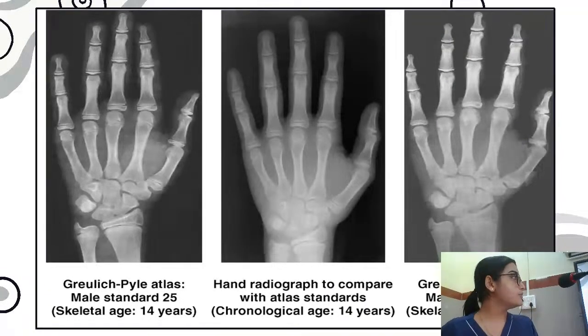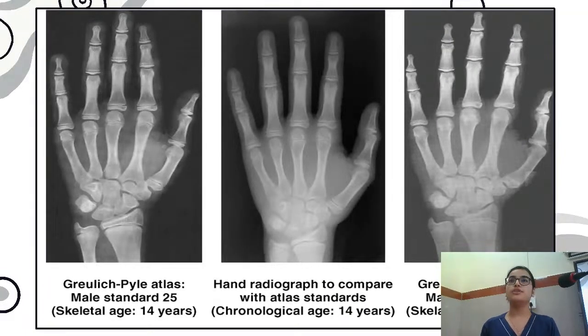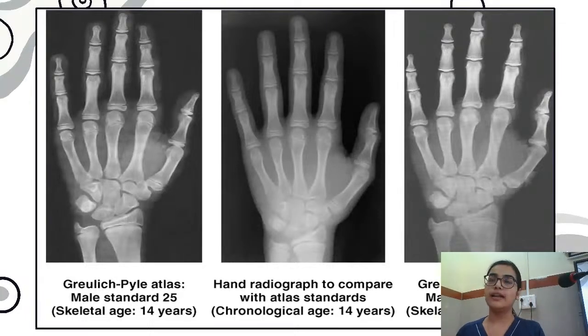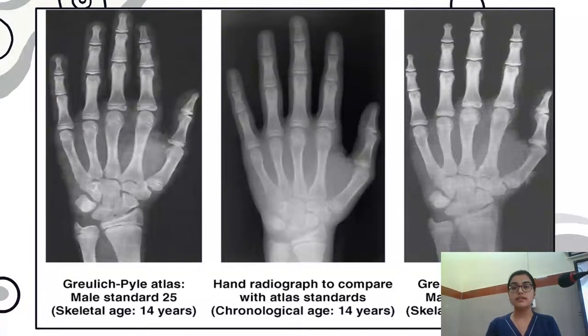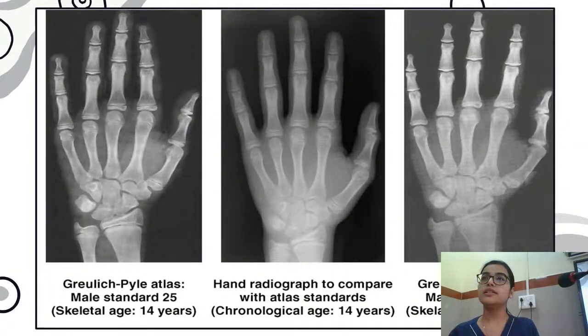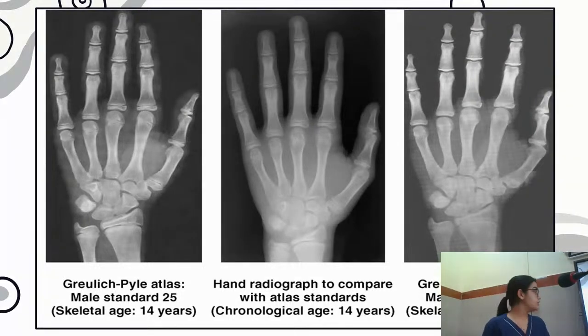In these pictures, the middle one is the hand wrist radiograph of a patient with a chronological age of 14 years. The one on the left side is the male standard 25 radiograph, which is present in the Greulich Pyle atlas, and the one on the right side is the radiograph of male standard 26. On careful observation, we can see that the patient's X-ray meets the criteria of male 25, which is the one on the left side.